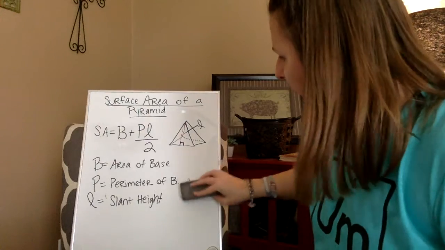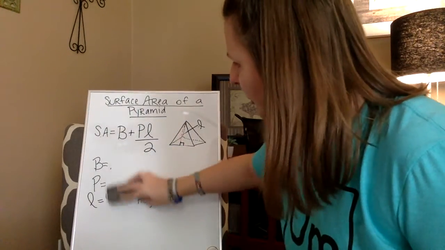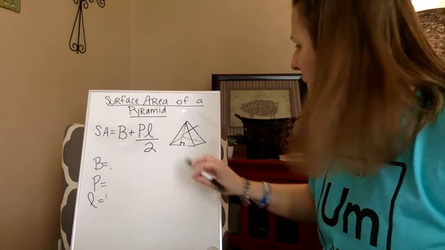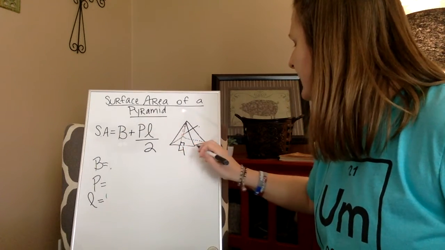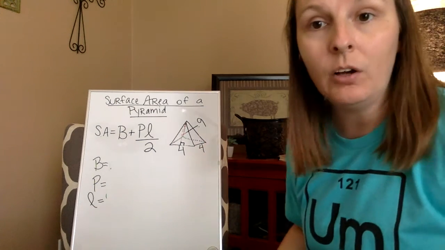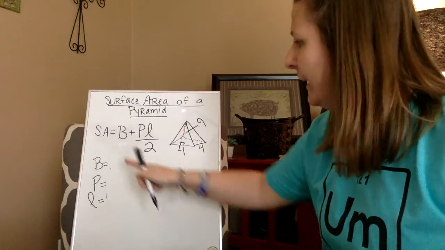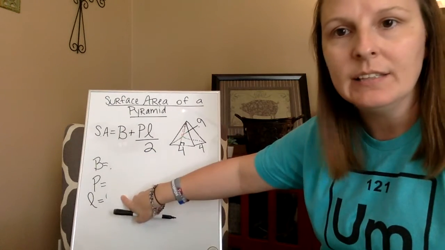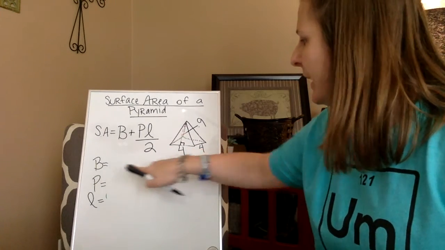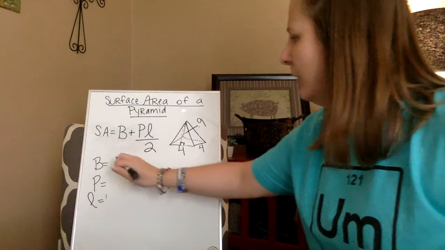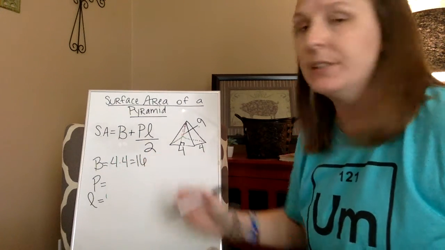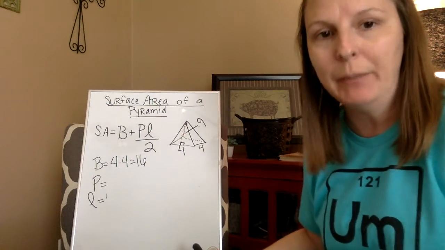We're going to look at our example. We have that side is 4, that side is 4, and our fancy L is 9. I'm going to find each of these letters first before I put it all together. Big B is the area of my base, so it would be 4 times 4, which is 16. There's big B.